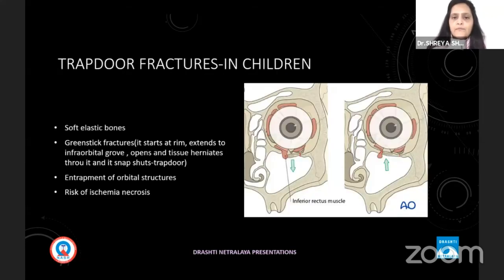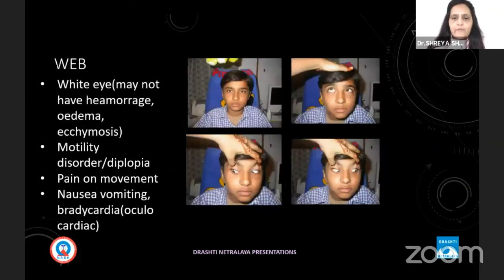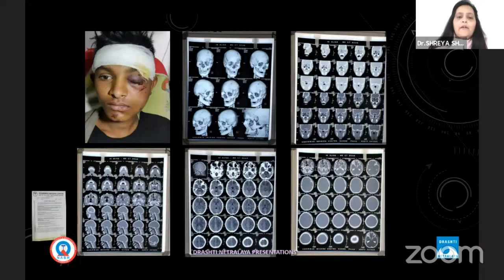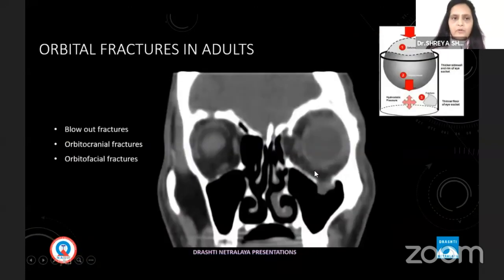When there is a floor fracture, there will often be an entrapped inferior rectus muscle, because of soft elastic bones. It is called trapdoor fracture. And with that, they will present with a white eye, without hemorrhage, without ecchymosis. When you get this kind of child, don't just jump to the surgery. Look at the CT scan, and if there is pneumocranium, wait for the surgery.